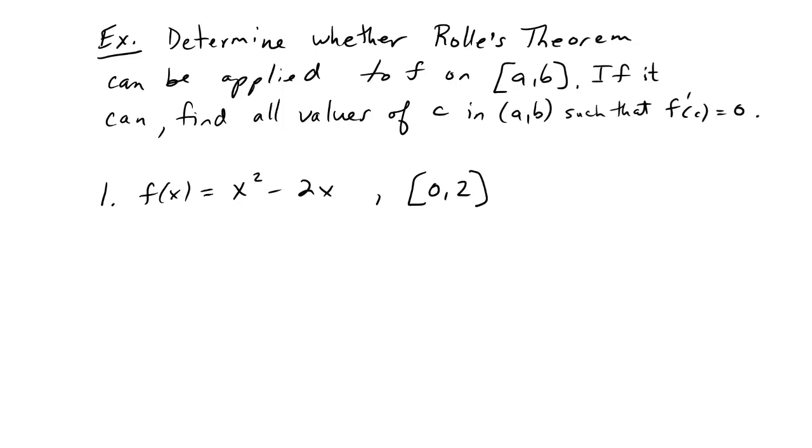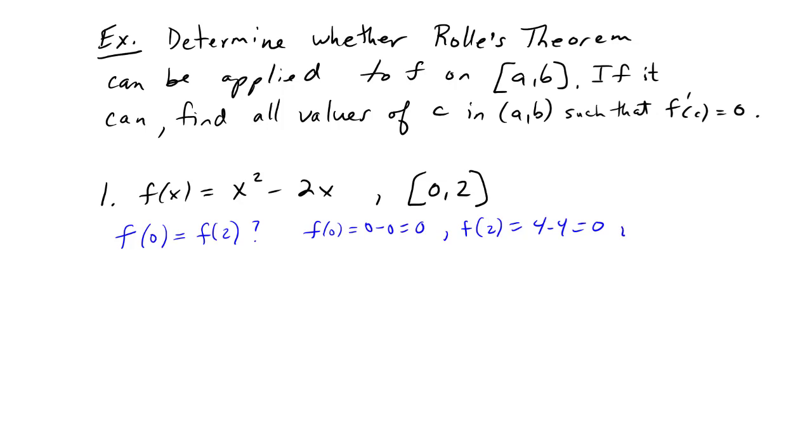All right. So here we have f of x is x squared minus 2x on [0, 2]. All right, so I'm going to check that do we indeed have f of 0 equal to f of 2? All right, well, let's check. f of 0 would be 0 minus 0, which is 0. And f of 2 would be 4 minus 4, which is 0.